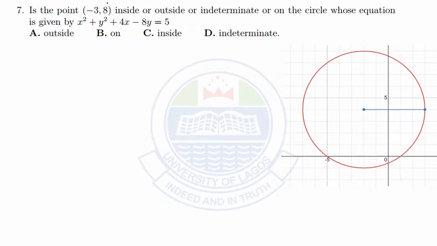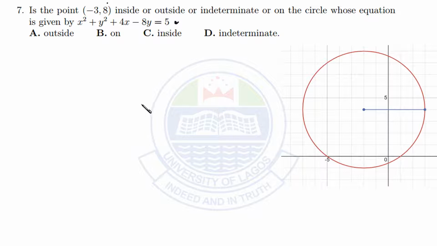In this question, they said, is the point minus 3,8 inside or outside or indeterminate or on the circle whose equation is given by x squared plus y squared plus 4x minus 8y equals 5. Now, for us to know whether this point lies inside, the very first thing we might want to do is to know the center and the radius of this circle here.